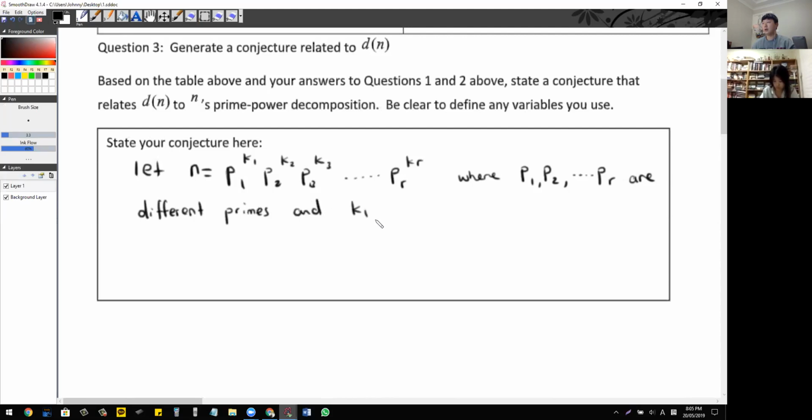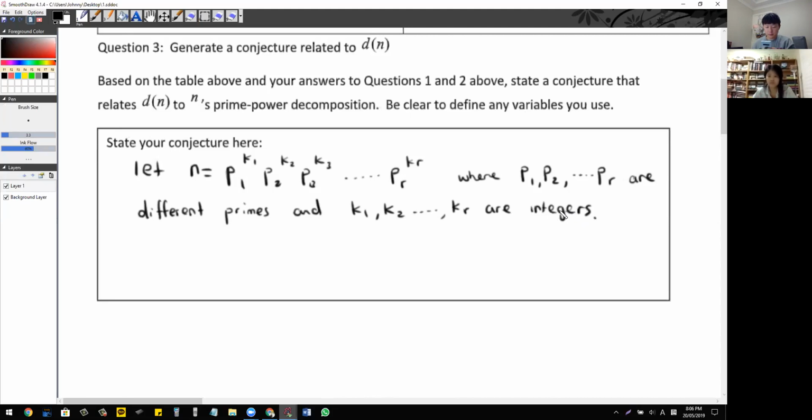And K1, K2, etc., KR are integers. But they don't have to be different integers, right? No, they can be the same. I think that's fine. We don't have to say, here I said different primes, but here these are integers. So I'm not placing any restriction, I would just say integers. So that's what you should say.